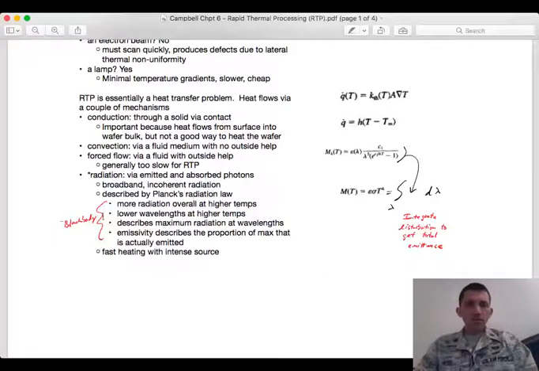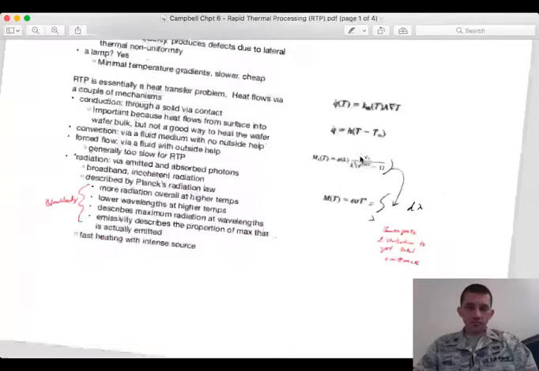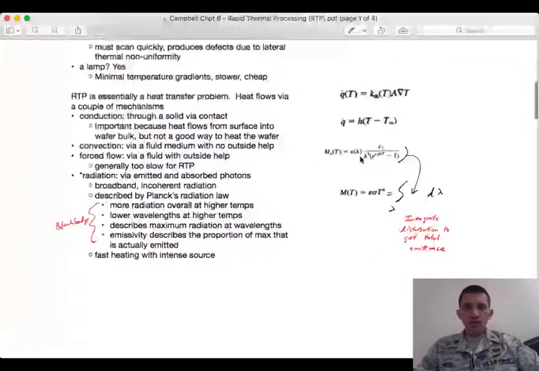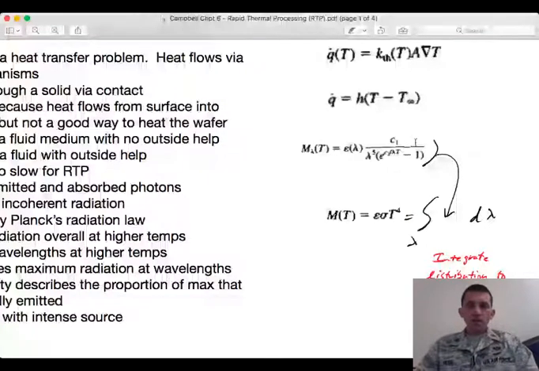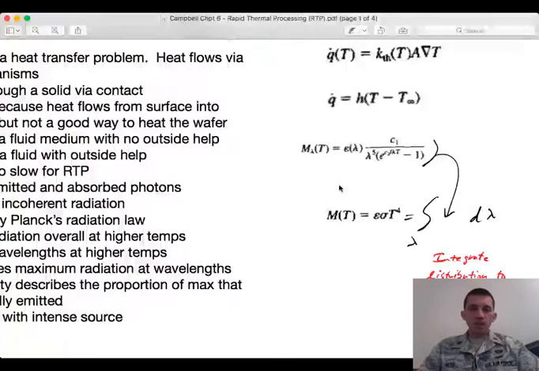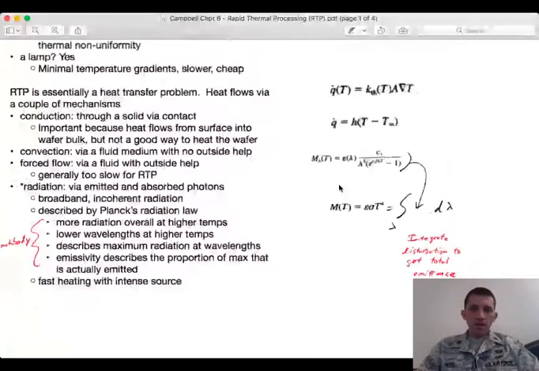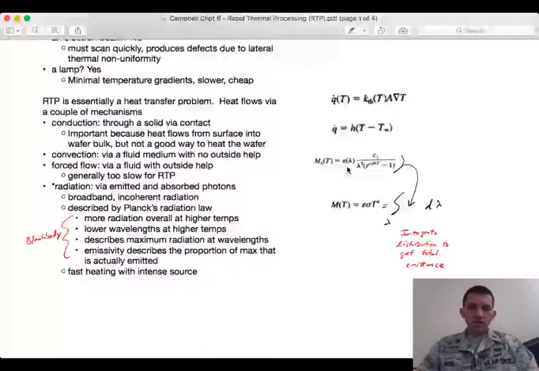And the black body expression is shown here. M is used for emittance. So we have emittance as a function of wavelength and temperature, given by this expression here. And so we have a wavelength dependent and temperature dependent expression modified by a constant that is a function of wavelength. This constant epsilon we call the emissivity, and that modifies the black body by a constant that can change with wavelength.